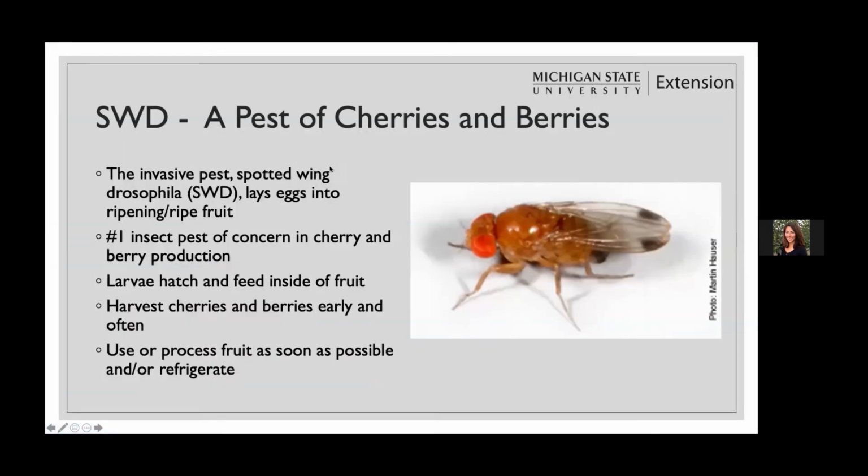So I mentioned that insects can be a real problem in cherries, and our top priority right now for the cherry and berry industries in Michigan is the invasive insect spotted-winged Drosophila. So this pest lays eggs directly into the fruits of cherries and berries, and the larvae will hatch out of those eggs and they'll feed internally inside of the fruit. So you can imagine what that would do to the fruit. They essentially rot right on the tree if they become infected before you can harvest them.